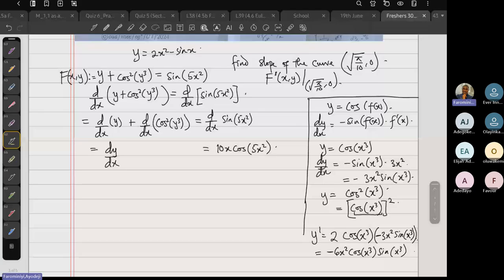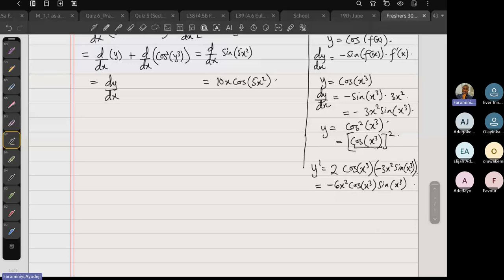I can actually play around with that, but let's not do that, so as not to confuse you. We actually know that 2 sine x cos x is equal to sine 2x. So 2 sine x cubed cos x cubed should actually be equal to sine 2x cubed. So optionally, I could have written this as negative 3x squared sine 2x cubed. It's the same thing. But now it is not x.